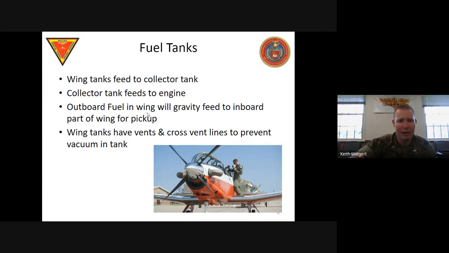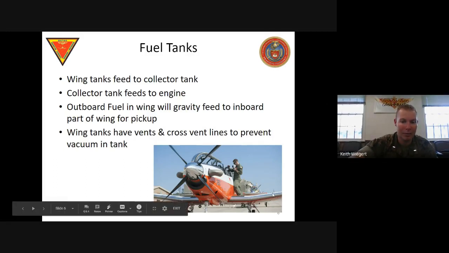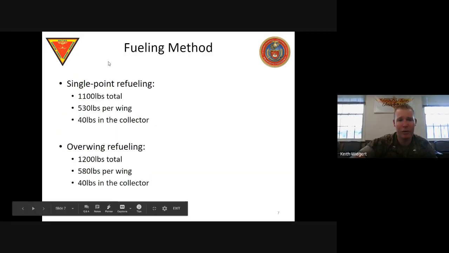Outboard fuel will gravity feed to the inboard part of the wing for pickup, right? And the wing tanks have vents and cross vent lines, so they'll prevent a vacuum in either of the tanks. That's pretty cool to know. So if the motive flow and the complex parts of the system don't work right, gravity feeding is the main way that this is going to happen. The motive flow assists the gravity feed, but if you lose it, you're still going to be able to gravity feed from the wing tanks to the collector tank, and that's going to get picked up and sent to the engine.